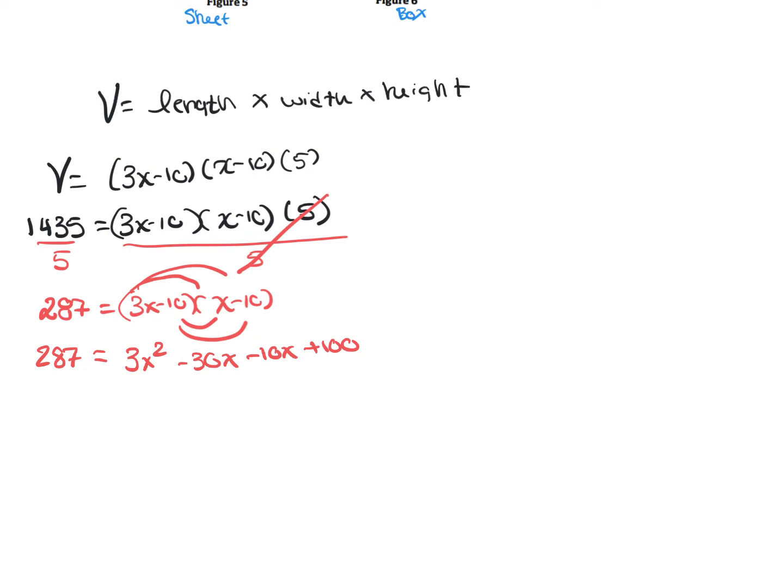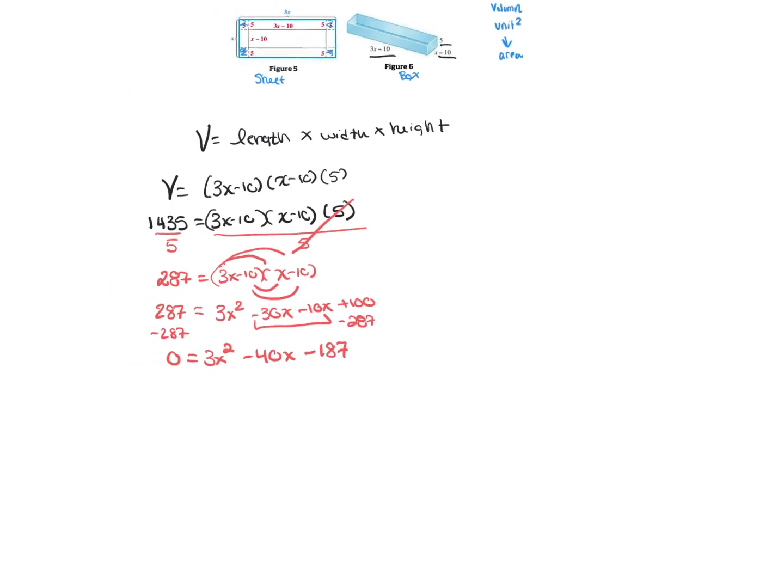Quadratics need to equal 0 before I can do magic math with them if I'm going to factor or do quadratic formula. So I'm going to subtract the 287 from both sides, and I get 0 equals 3x squared minus 30, not 30x, I'm going to combine like terms. These two can get combined together to make a minus 40x, and then 100 minus 287 is minus 187. So now we've gotten to the point where we can factor or use quadratic formula.